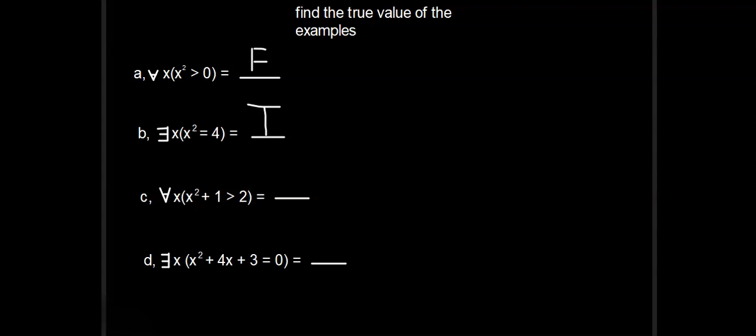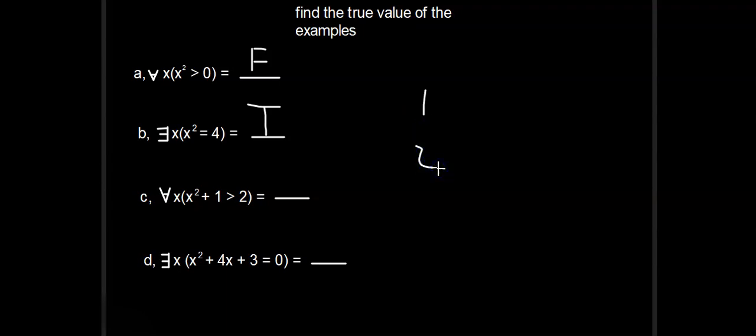Now what about the third one? It says that for all x, x raised to 2 plus 1 is greater than 2. Well, this one looks a little bit tricky, but it says "for all." So all I have to do is find one thing that can make my statement false. But if I cannot find one thing that can make my statement false, then the statement will be true. So let's try 1 and let's try 2.